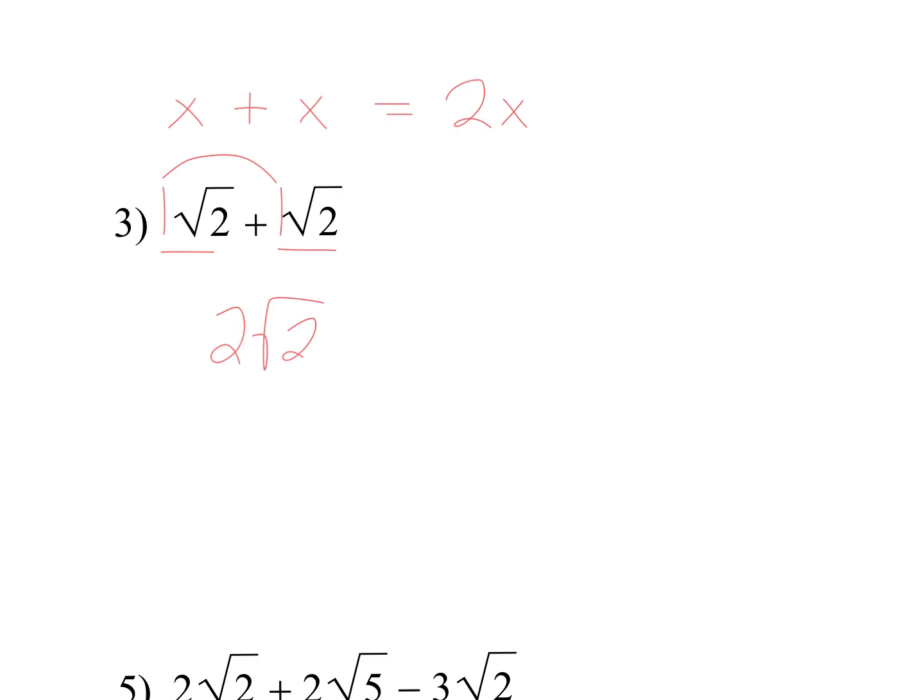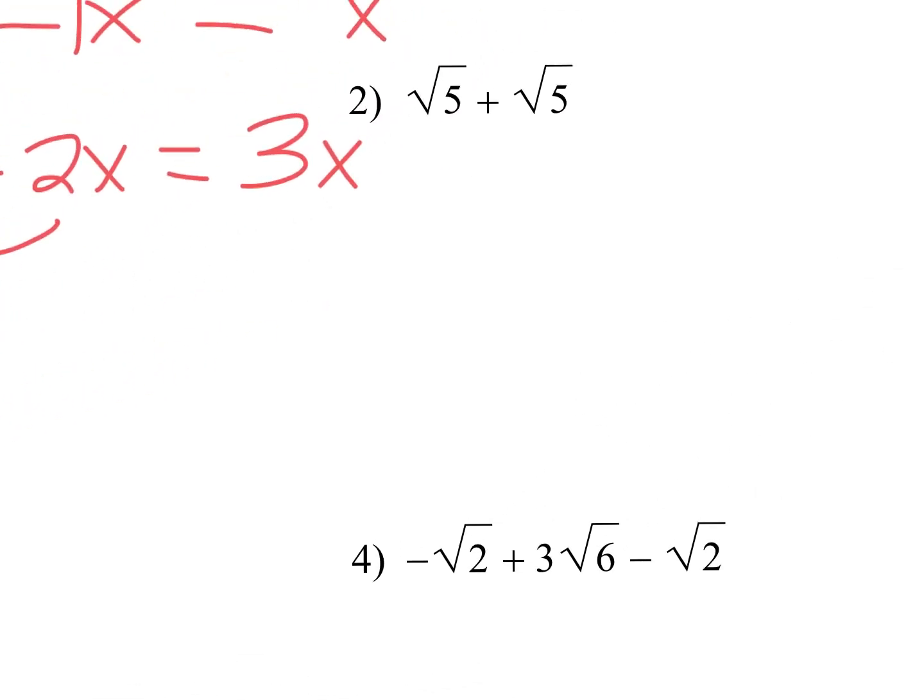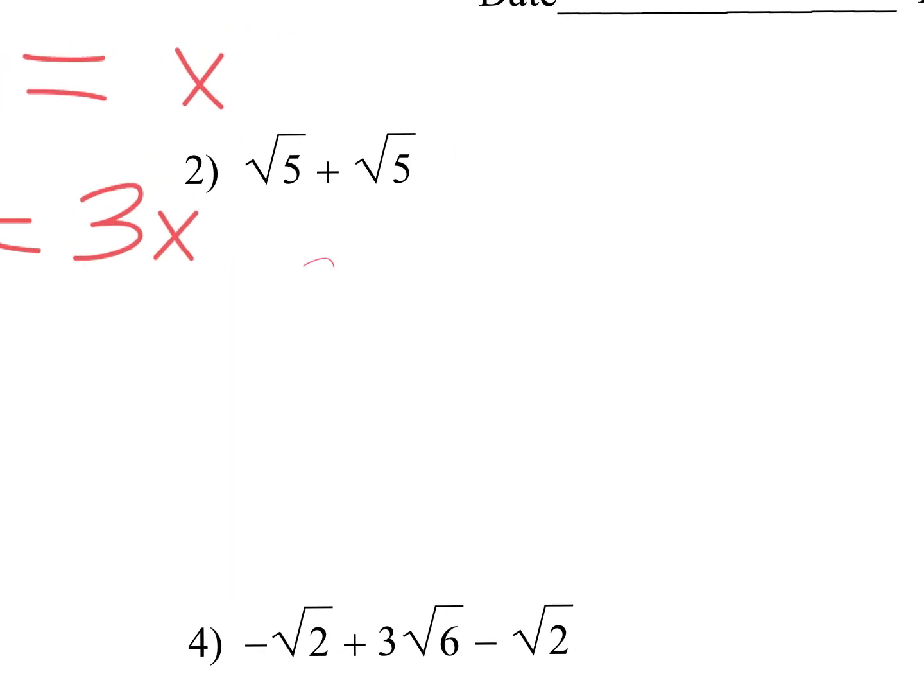Go try number 2. What'd you get for number 2? 2 square root of 5. Square root of 5 is matched. We have 1's in front. Okay?